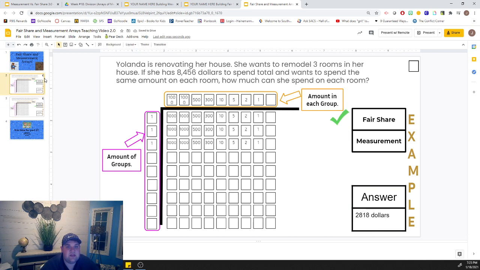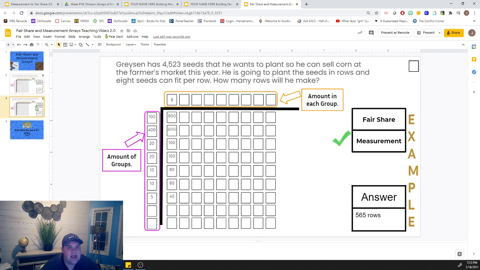The first problem was fair share, and we didn't know the amount in each group, so we found our answer here. The second problem was that we didn't know how many groups there were, so we found our answer here. And then we entered our answer over on the side.